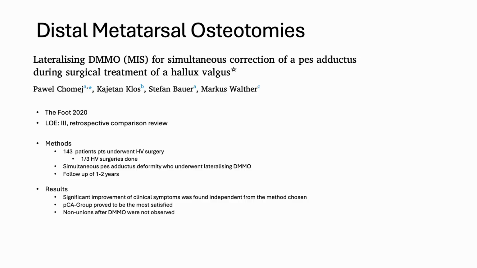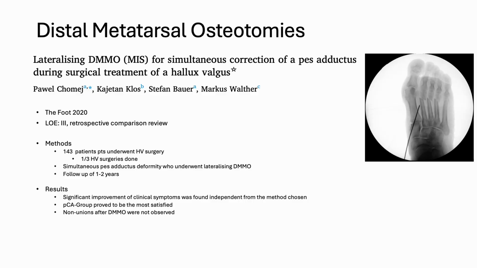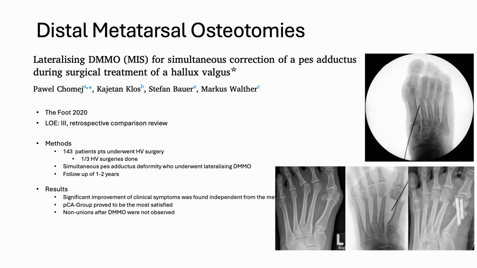But in general, they didn't get any non-unions of their distal metatarsal osteotomies, which is a good finding. And this is kind of an example showing preoperatively. Here's their lateralizing metatarsal osteotomies. This is them fixating it. And they did a Lapidus procedure on this top one. On the bottom one, they did a minimally invasive McBride. So they did a chevron type osteotomy and lateralizing and fixated it that way.